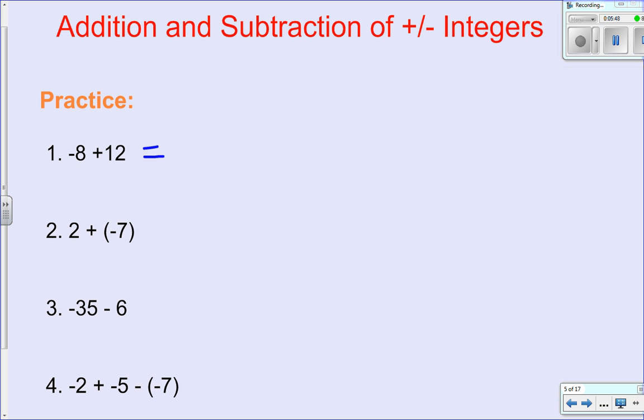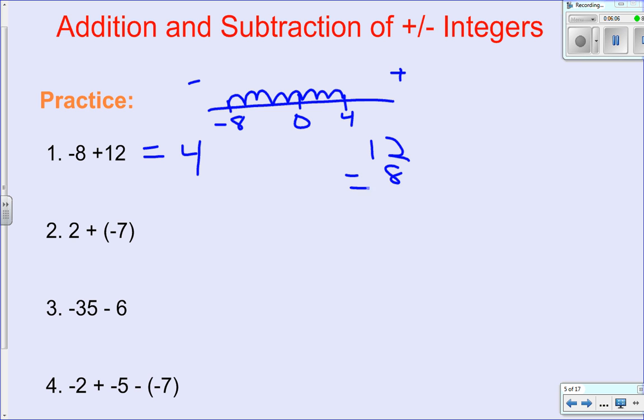Negative 8 plus 12. If I was using my number line, I have my negative 8, my minus direction, my positive direction. If I were to move 12 spaces, I would end at positive 4. My answer is 4. Again, if you want to do it the quick way, we have a positive 12 and a negative 8. My answer is 4, because the 12 is bigger than the 8, and the 12 is positive.